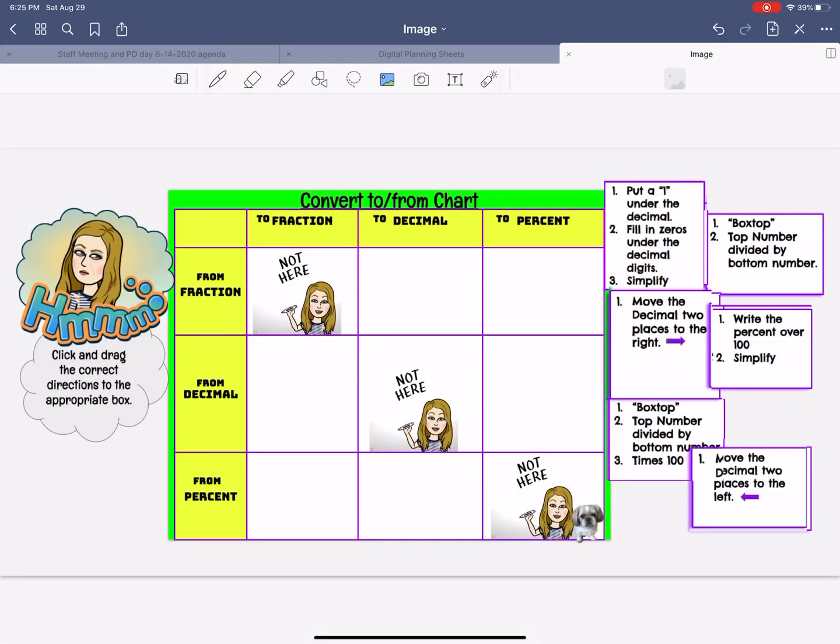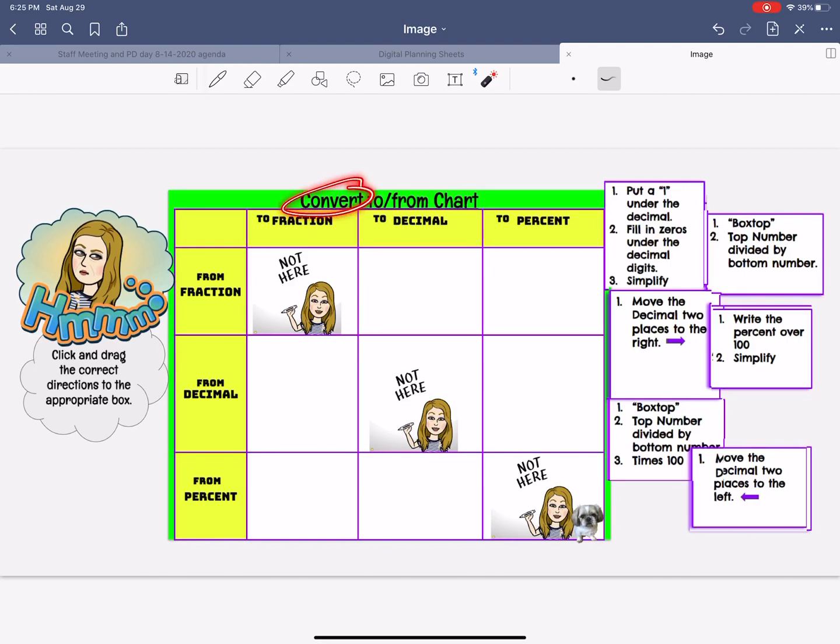This is the tab that you're going to be working on in your interactive notebook. My recommendation for you is to open another tab and pull this page up so that you can go back and forth between the video and your tab. We're going to talk about how to convert to and from decimals, fractions, and percents.